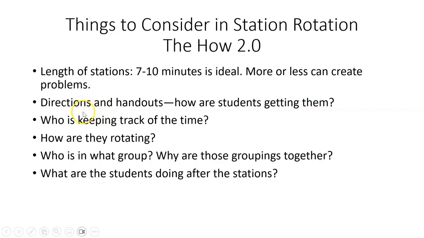Along with that would be a minute to rotate to the next station, get settled, get the materials. Speaking of which, how are they going to get those things? Where are the directions and handouts? My best suggestion would be put in folders at the stations themselves so that they do not need a laptop or a device to access them. Who is keeping track of time? Is it a student? Is it a timer? Is it a timer on the smartboard? That would be my suggestion, something that is highly visible and easy to see. How are they rotating? Clockwise or counterclockwise is the easiest way to go.